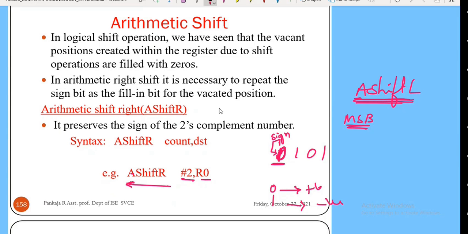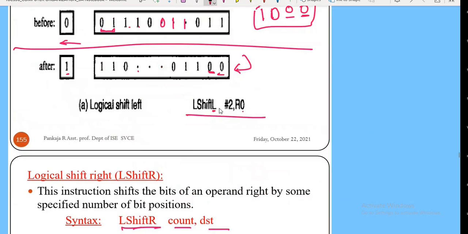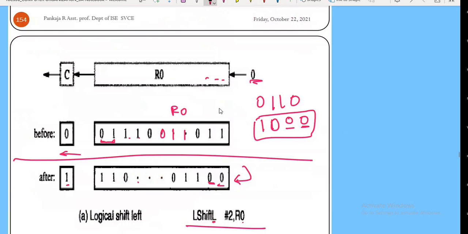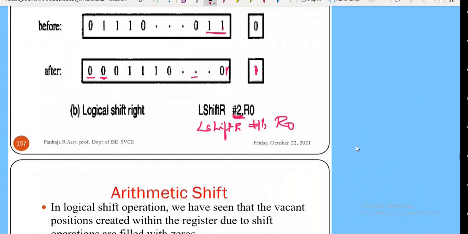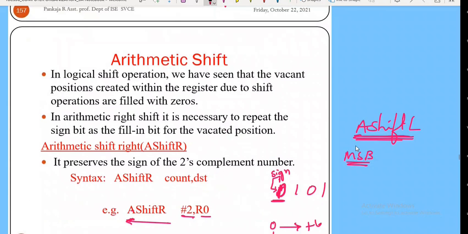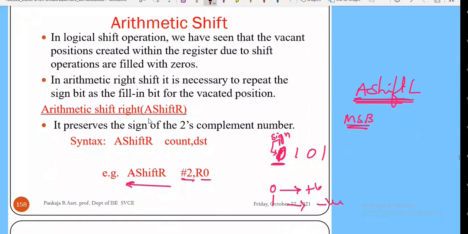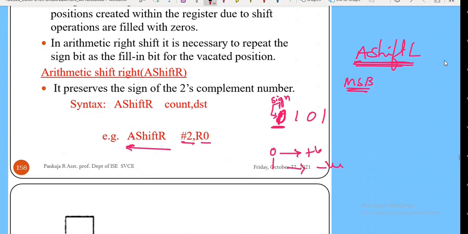In these two methods we have not retained the sign bit. We are not bothered about the sign of the number, just shifted left or right. Whenever the requirement comes for retaining the sign, you are going to use A shift R. I have not taught A shift L. Normally we will not use A shift L, that is arithmetic shift left side.